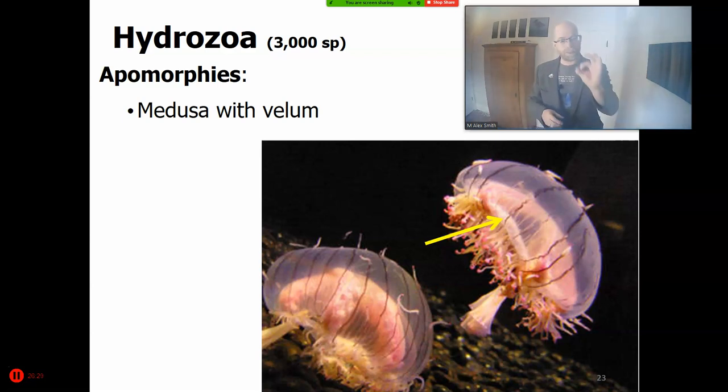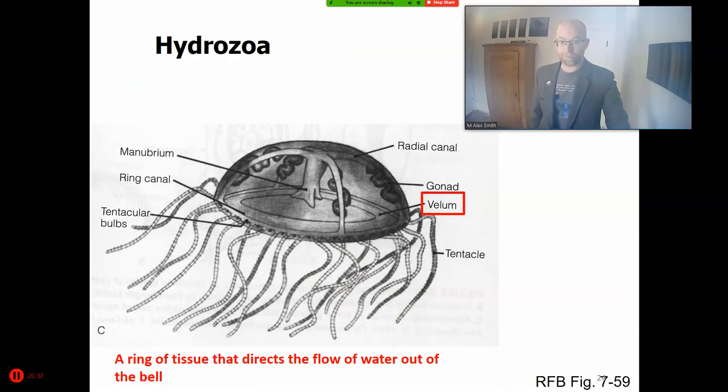But this velum is essentially the gasket across the opening that is allowing the water to be ejected more. So mobility and more elegant mobility. So this ring of tissue that directs the flow of water out of the bell. And you're seeing it through there in this transparent drawing from the old text, the Ruppert, Fox and Barnes text.